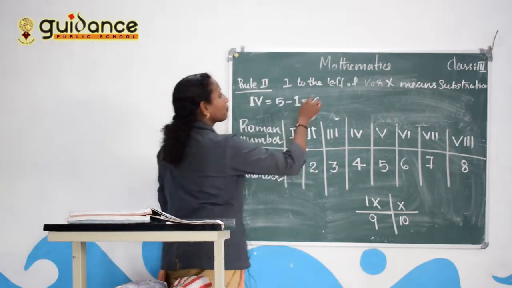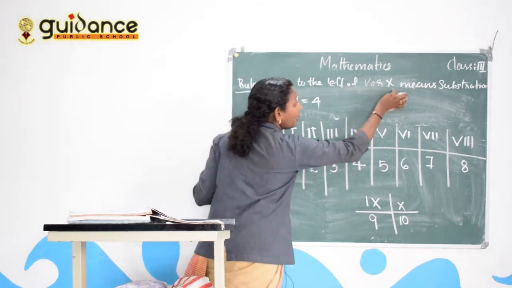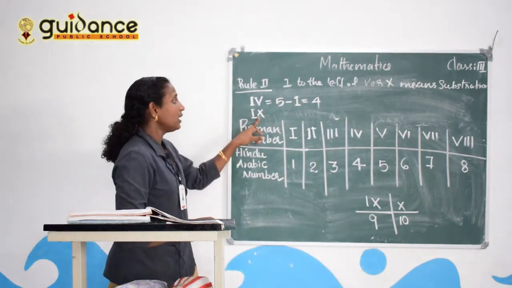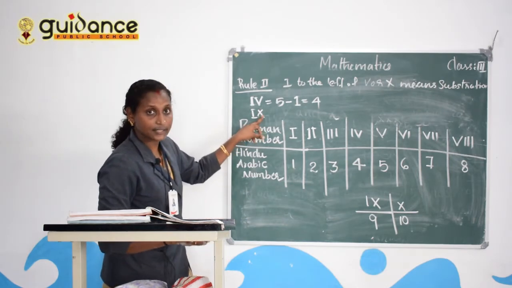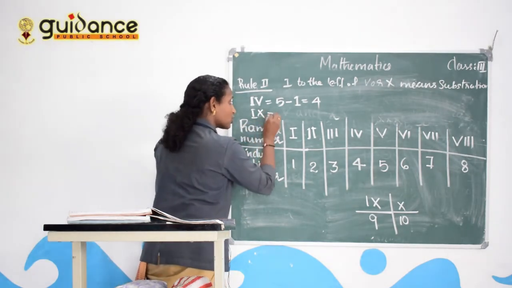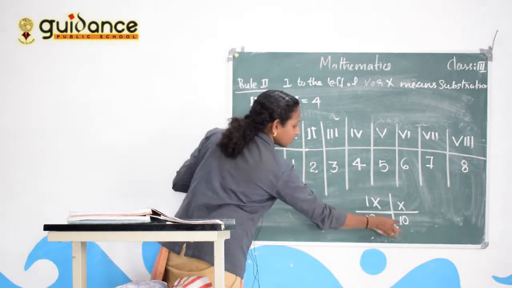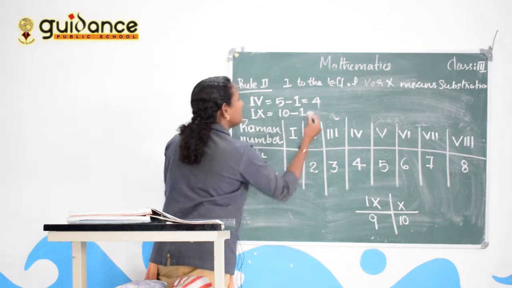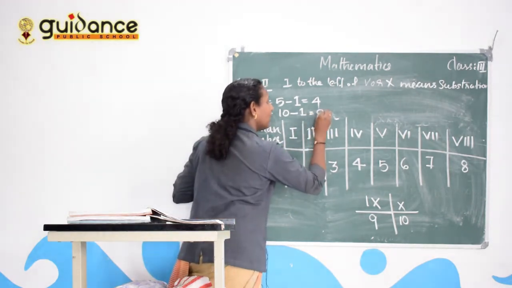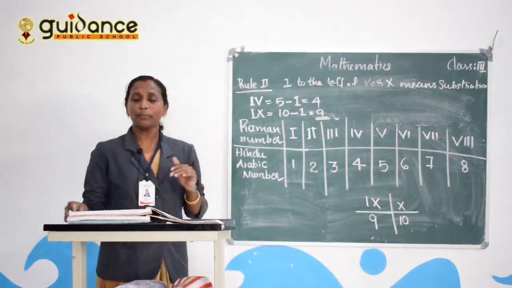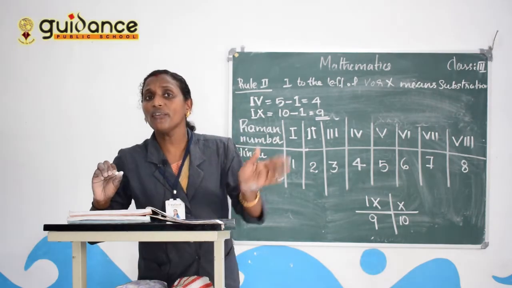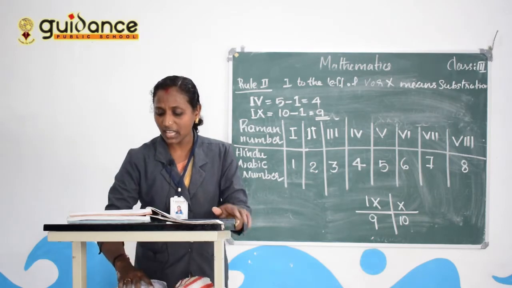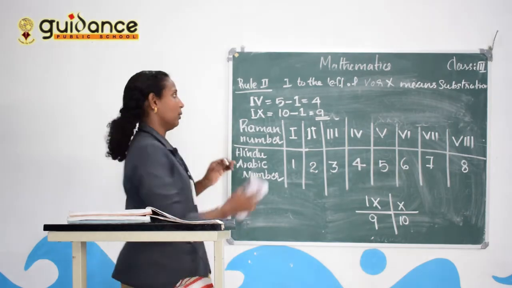And also, I is to the left of V or X. That means X in this way. I to the left of X means subtraction. X means 10. I means 1. 10 minus 1, 9. That is the second property. I to the left of V or X means subtraction. That is the second rule.